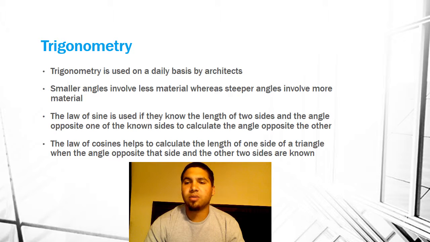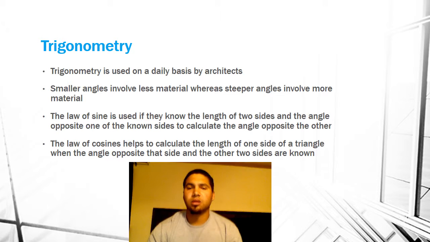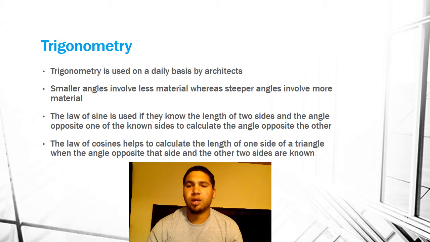An architect will use the law of sine if they know the length of two sides and the angle opposite one of the known sides, to calculate the angle opposite the other. The law of cosine helps to calculate the length of one side of a triangle when the angle opposite that side and the other two sides are known.